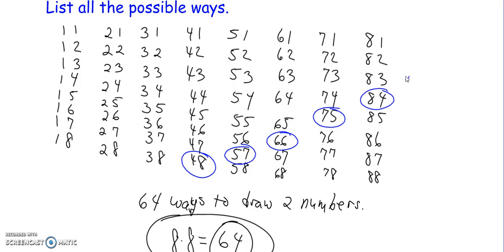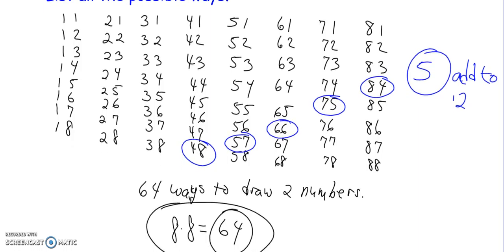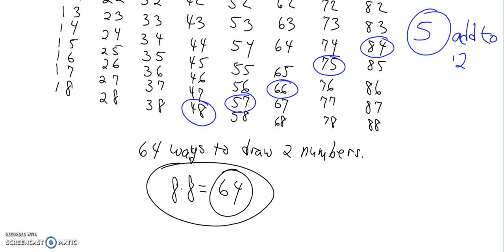So there are 5 different ways to add to 12. 5 ways to add to 12. If you notice, none of the other combinations add up to 12. So now we're not talking about probability yet, but that would be 5 out of 64 possible outcomes.